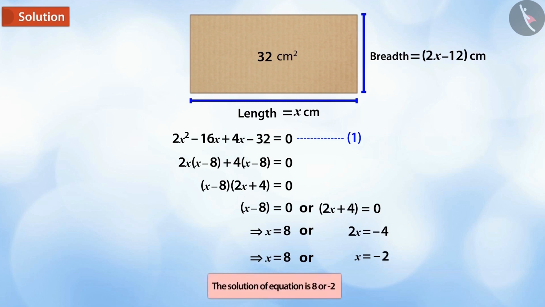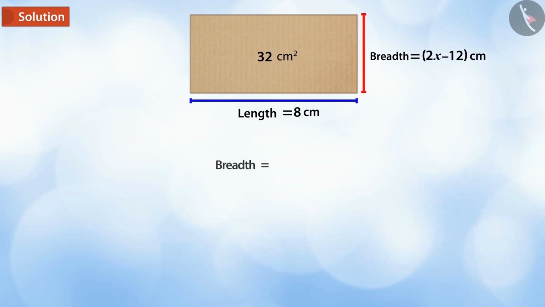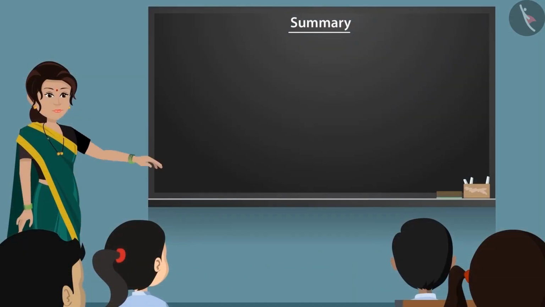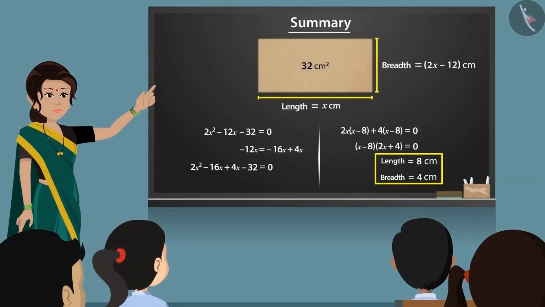Therefore, x is equal to 8 or x is equal to minus 2 are the solutions for the given quadratic equation. Since we are calculating the length of a box, it cannot be negative. Therefore, the length of the box would be 8 centimeters and the breadth would be calculated from 2 multiplied by 8 minus 12, which is equal to 4 centimeters. Today we looked at an example based on solving quadratic equations by factorization. In the upcoming video, we will look at some of the commonly made mistakes while solving such questions.